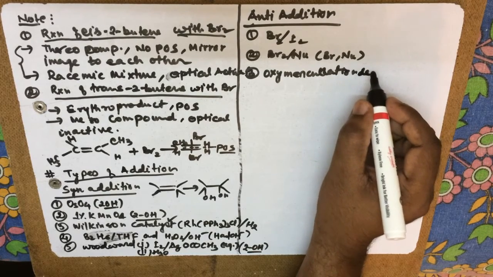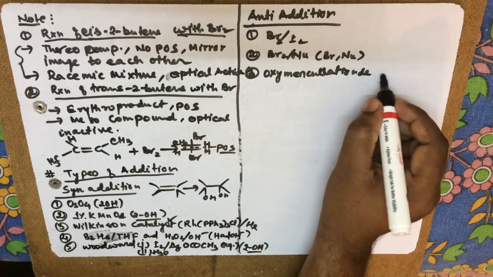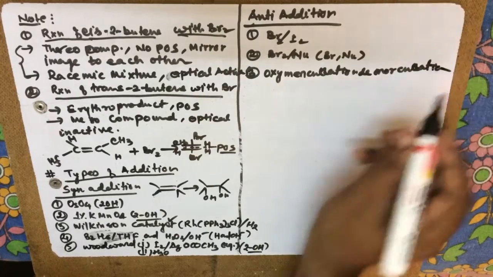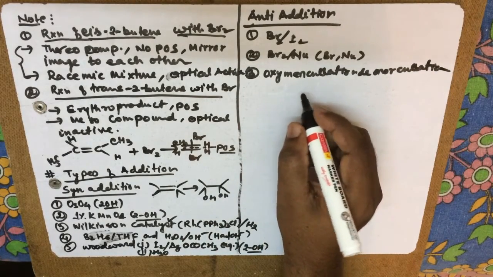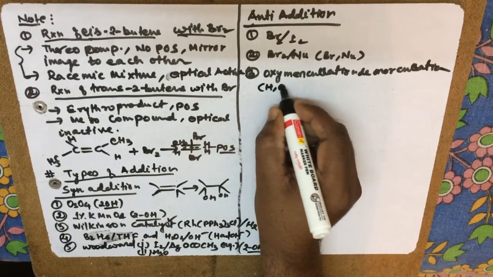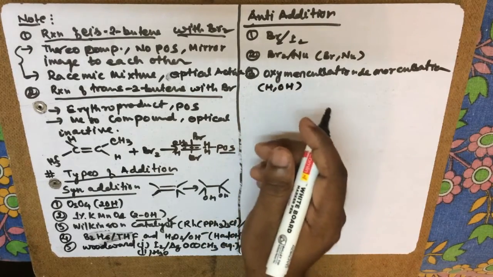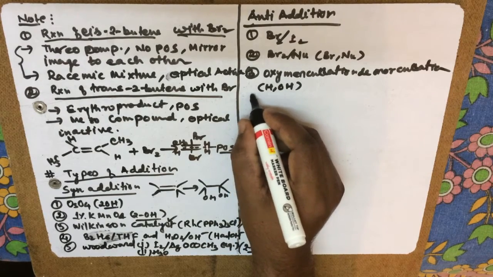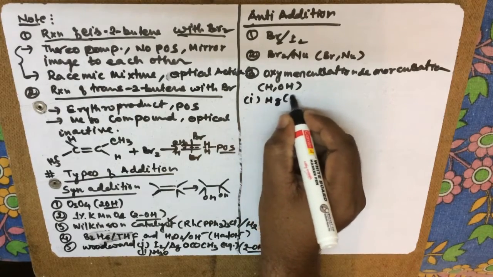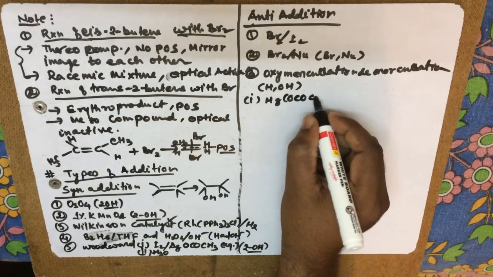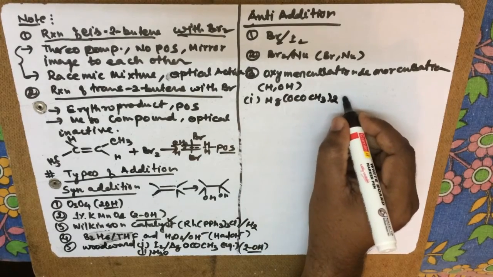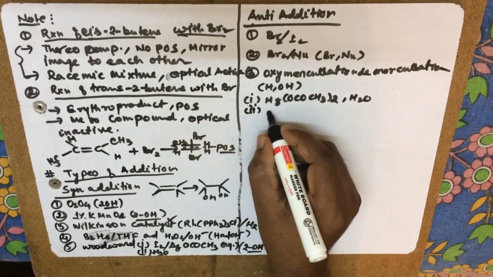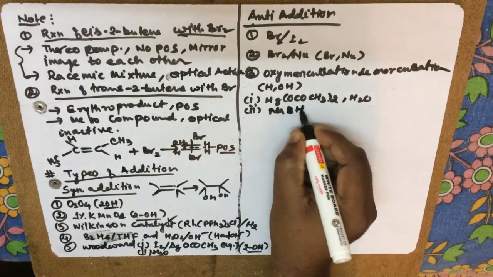Oxymercuration-demercuration. Here, H and OH will attack different sides. So your reagent will be Hg(OCOCH3)2 with water, and second will be NaBH4.